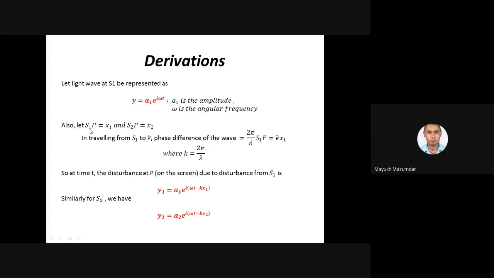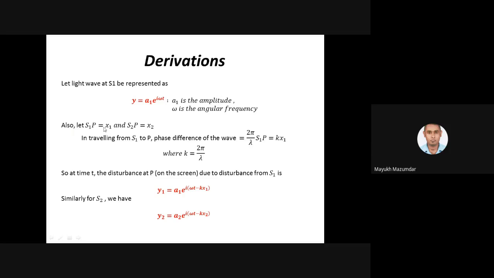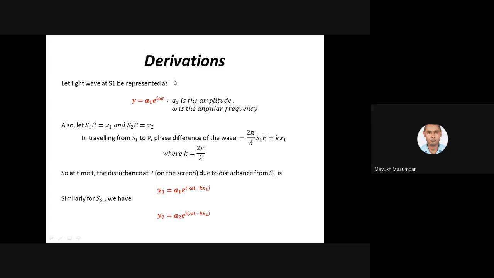Now let us assume that S1P, what is S1P? The distance of this slit from the point where we want to see. This distance let us assume as x1. And the distance of the slit S2 from the point P is, say, x2. Just an assumption. Okay.